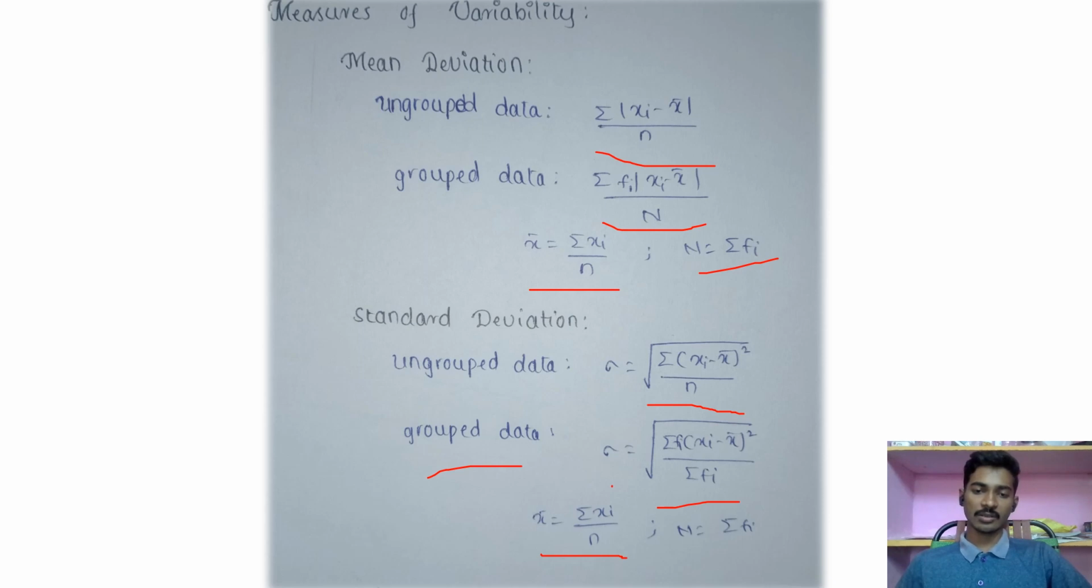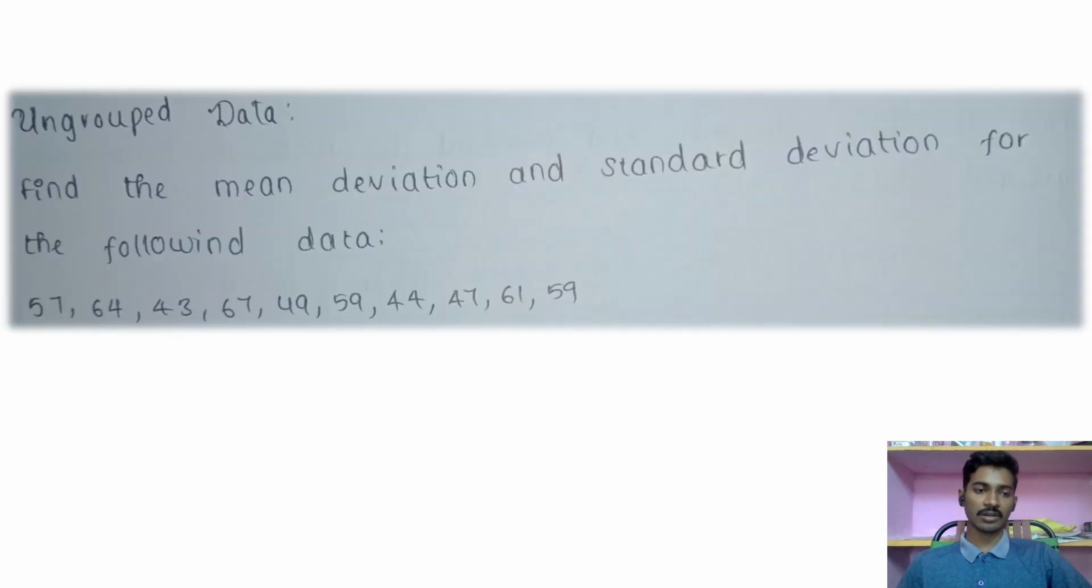Now let us see problems for standard deviation and mean deviation for both grouped and ungrouped data. First of all, let's see ungrouped data. Here the problem is: find the mean deviation and standard deviation for the following data. The data elements are 57, 64, 43, 67, 49, 59, 44, 47, 61, 59. And the number of elements is 10.